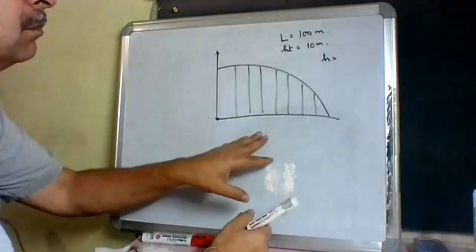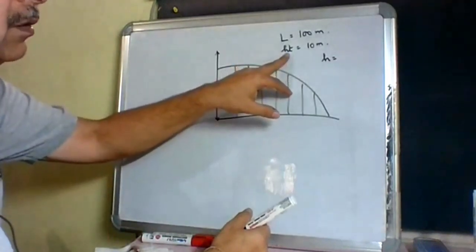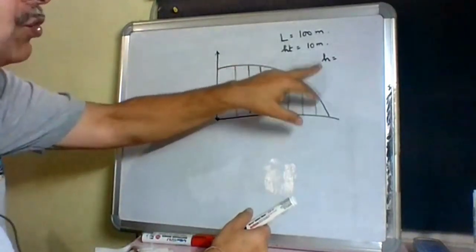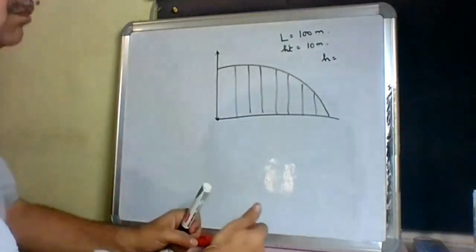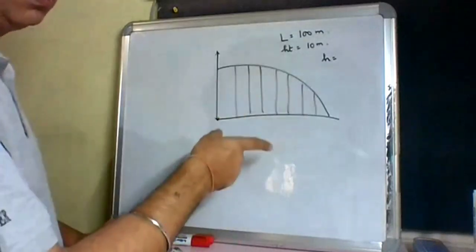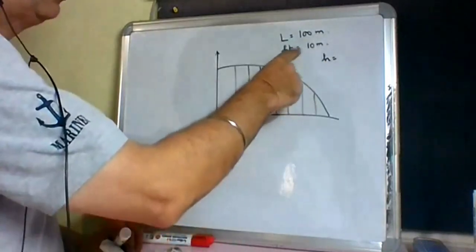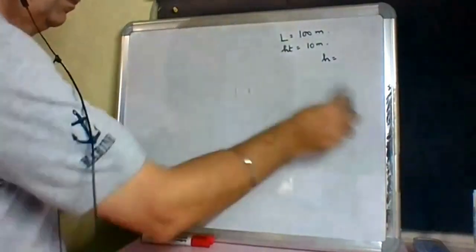In a fish diagram, height is a distractor. We use length to calculate h. In a bulkhead diagram, length is a distractor. We use height to calculate h. All right.